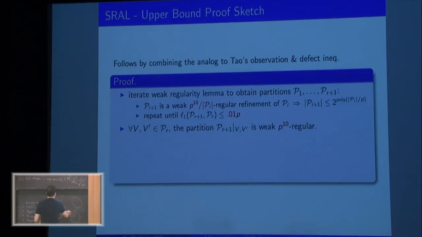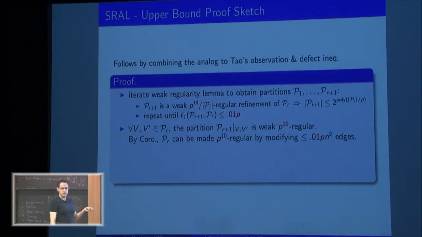P_R is the big partition, like into big clusters, and P_{R+1} is a refinement into the blue parts. Because of this choice of epsilon of regularity here, we get that if you induce to every bipartite graph, to every two clusters, the induced partition there is not this regular p to the 10 over pi, but p to the 10. It's not too hard to see that.